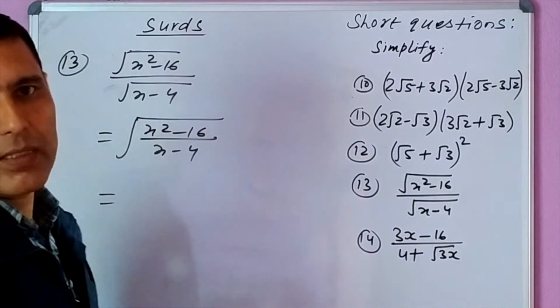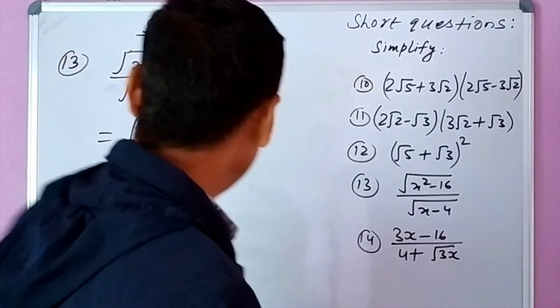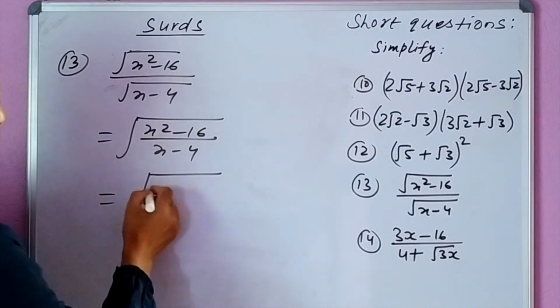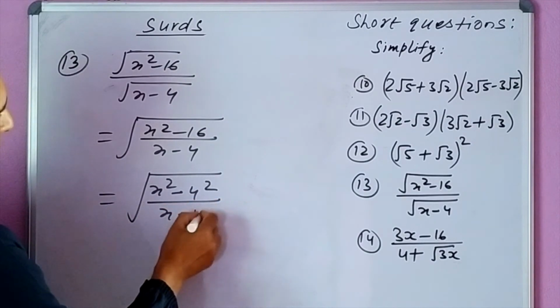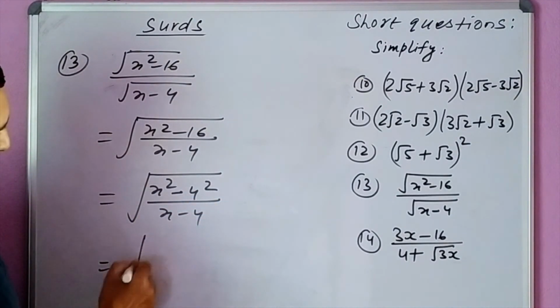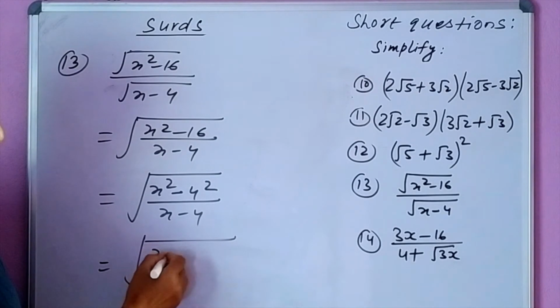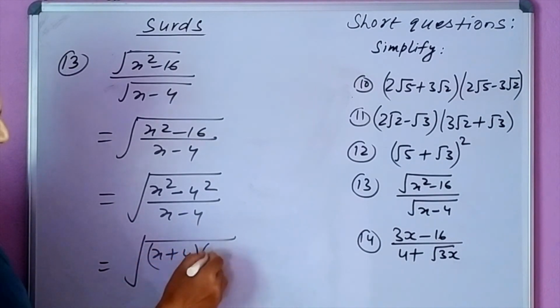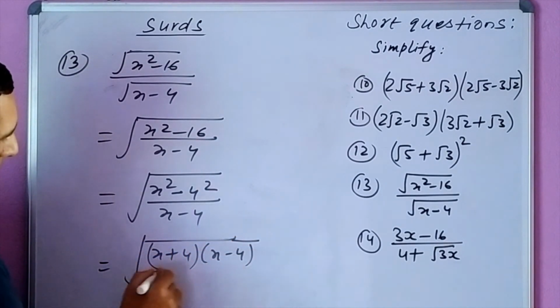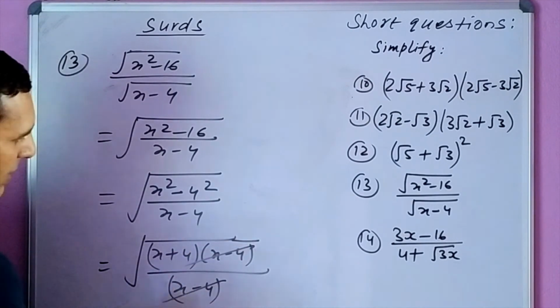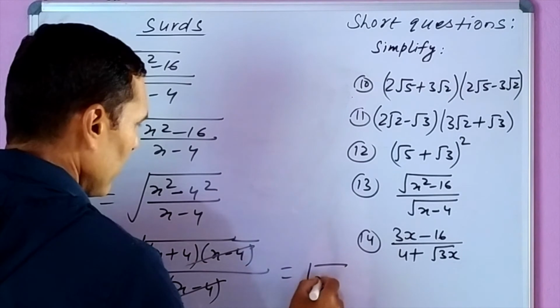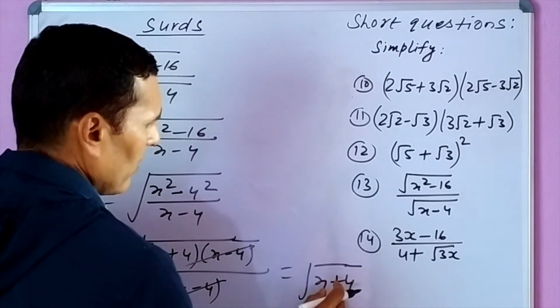Now the numerator is in the form of a square minus b square, because we know that 16 is 4 square, upon x minus 4. Now the formula a plus b, a minus b gives x plus 4 times x minus 4, upon x minus 4. This x minus 4 cancels. So what is remaining there? Under root x plus 4. So this is the answer.